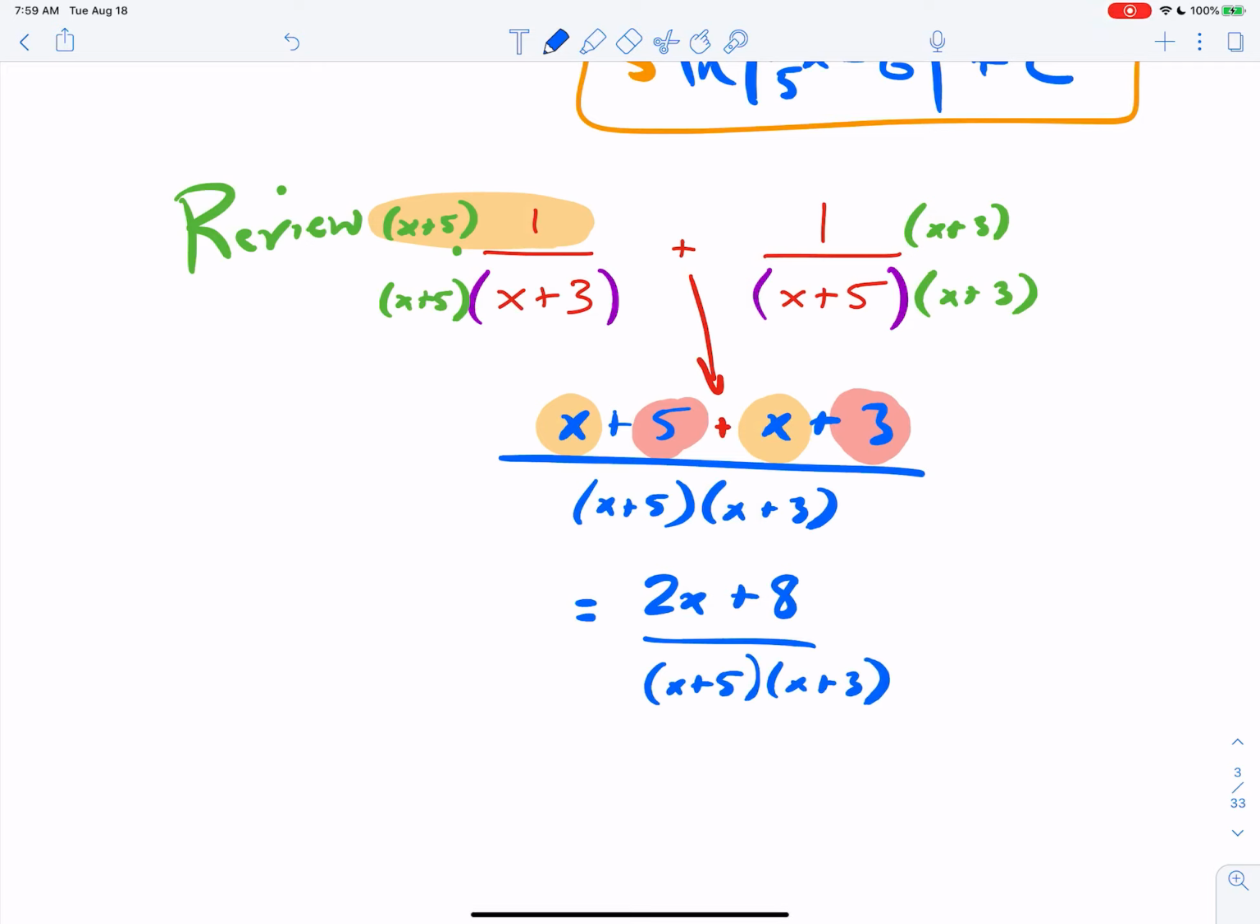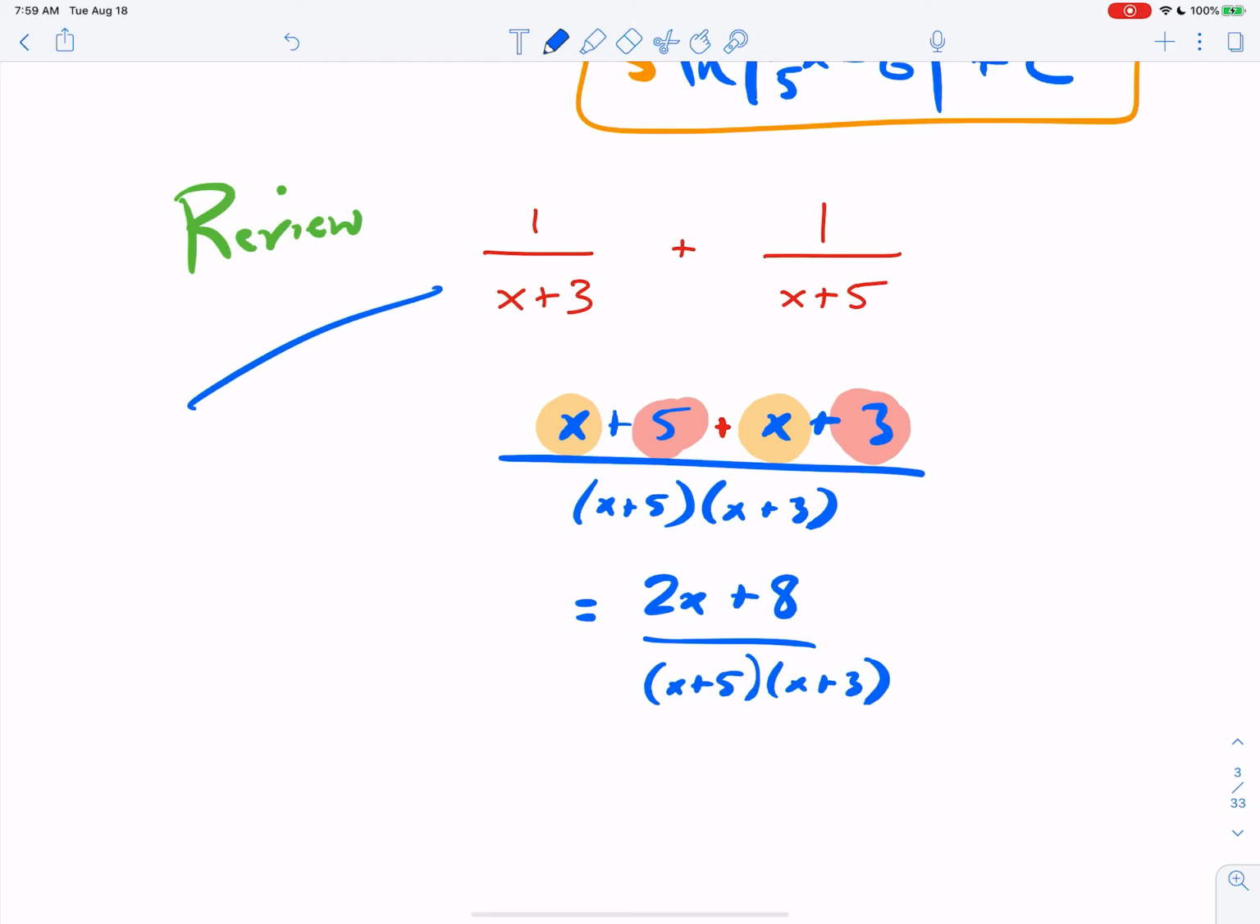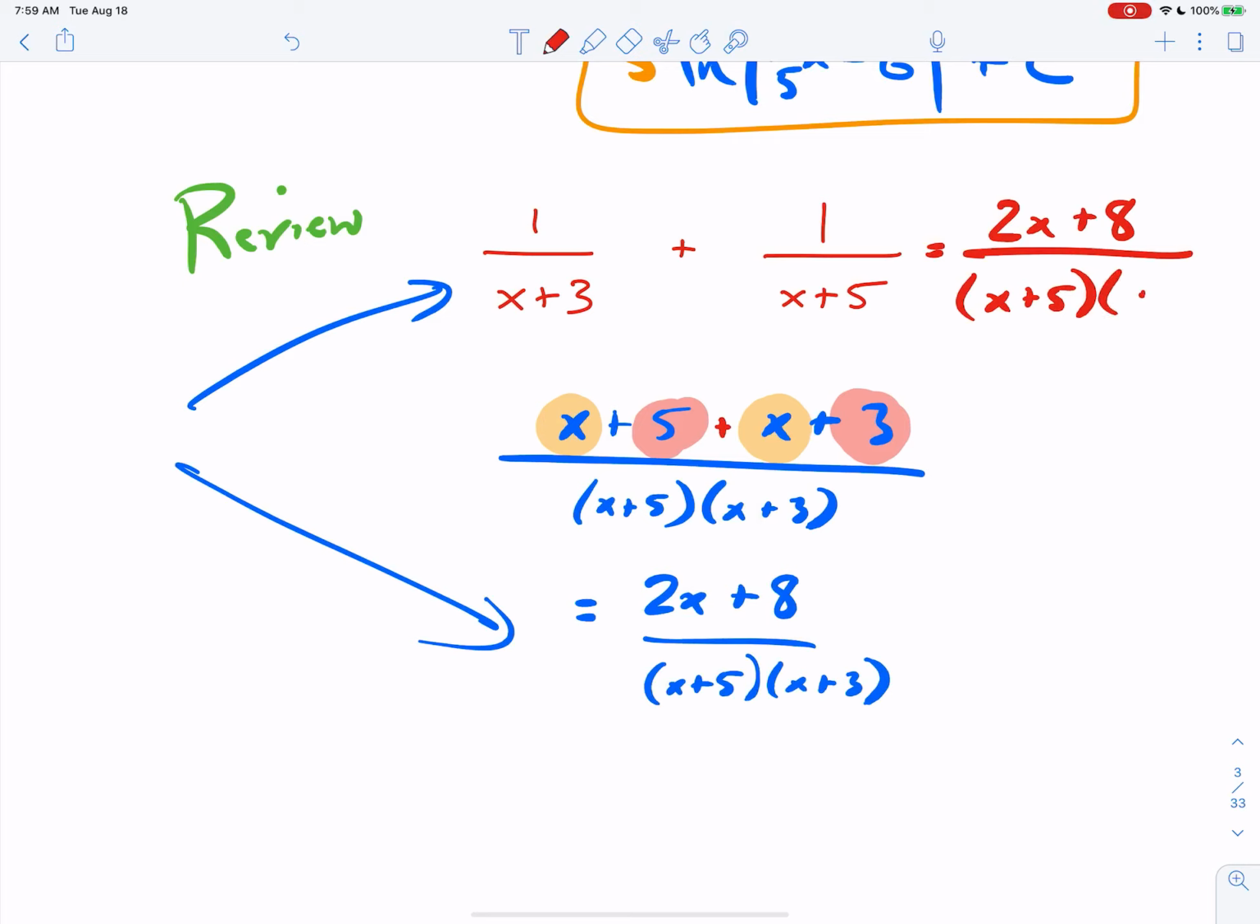So that was how you add or subtract two different fractions. You have to get common denominators. So here's what we're looking at. Let me make some space here. We started off with this in red right here, and then we ended up with this. They're both equivalent statements, meaning they're equal. So what I'm going to do here is write that it's equal to 2x plus 8 all over x plus 5, x plus 3.